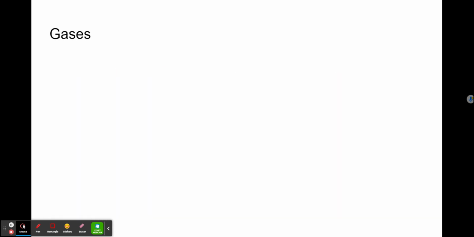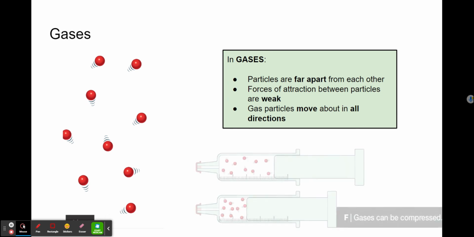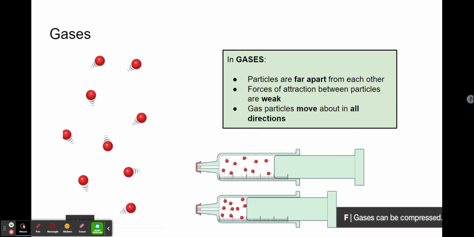And then finally, for gases, if we draw a diagram of the particles in gases, they look a bit like this. They're spread out, they're far apart from each other. They've got weak forces of attraction between the particles, which means that the particles don't stick together and they can move around in all directions and they can spread out to fill a container. And we can compress gases, as this diagram here shows, because we can make the particles get closer together.